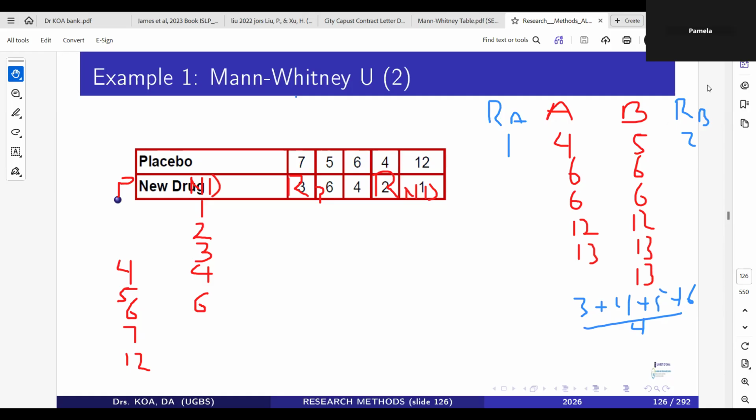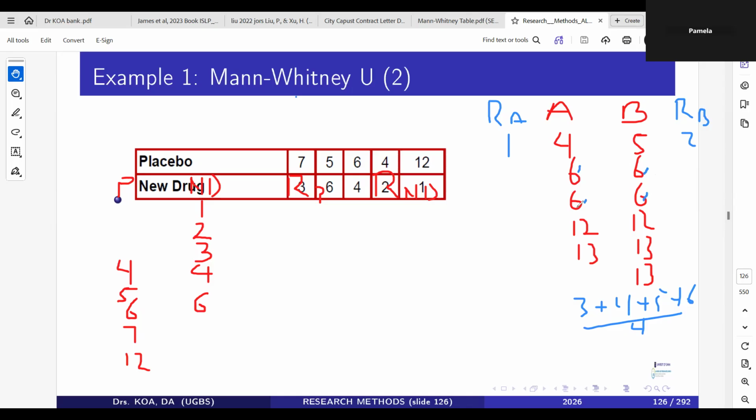So the first number 4 will be ranked at rank 1. The second number 5 will be ranked as rank 2. But because there's a tie, and write this down, what you do with a tie is that you take the average of the rank, not the numbers you are seeing. This number 6 would have been given a rank of 3, this number 6 a rank of 4, this one a rank of 5, and this one a rank of 6.